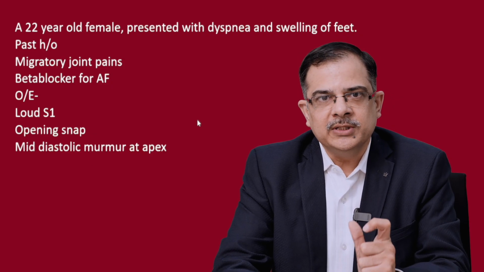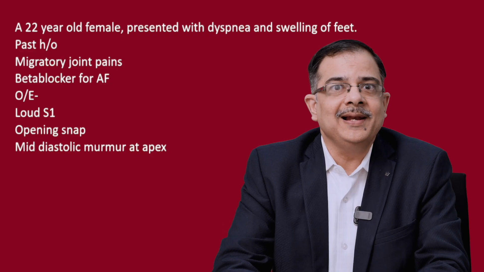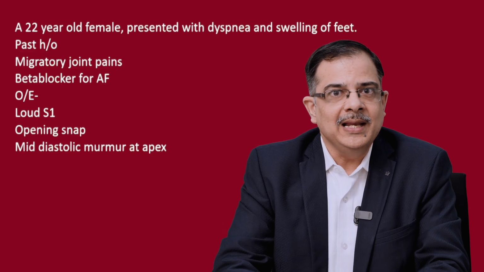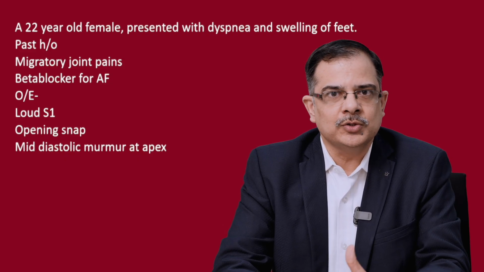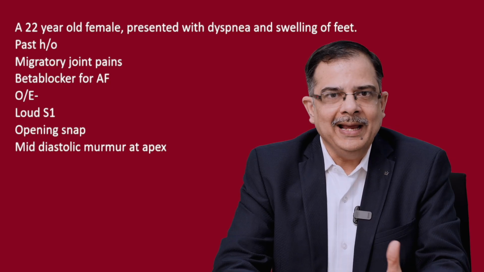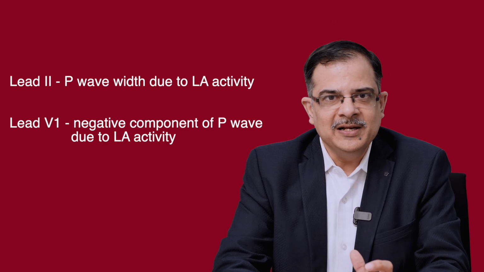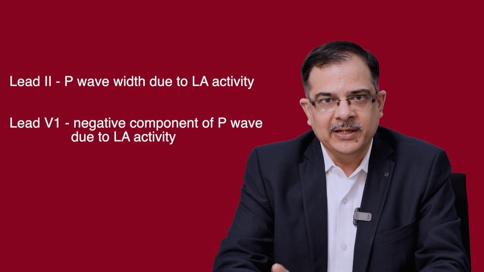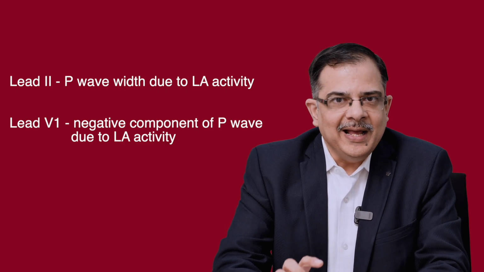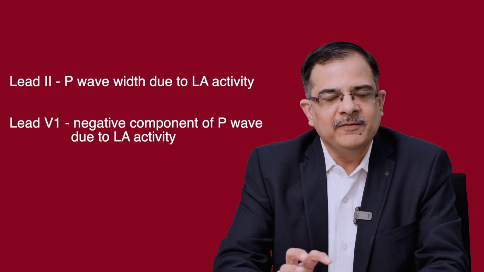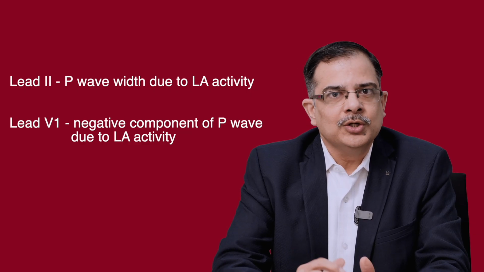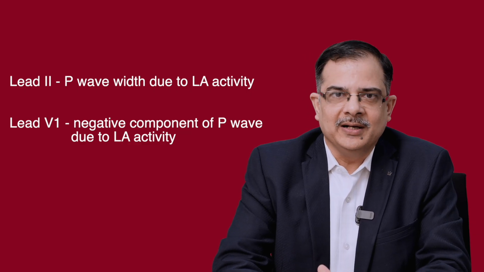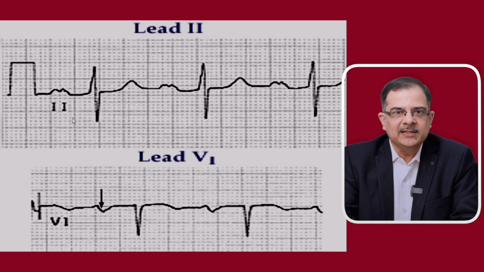So in mitral stenosis, the first chamber to get affected is the left atria. It causes left atrial enlargement. So our expectation will be left atria will be large. In lead 2, the width of the P wave is due to left atrial activity, so it will increase, and in V1 the negative component of P wave is due to left atria, so it will be increased in area. So let's look at this ECG.